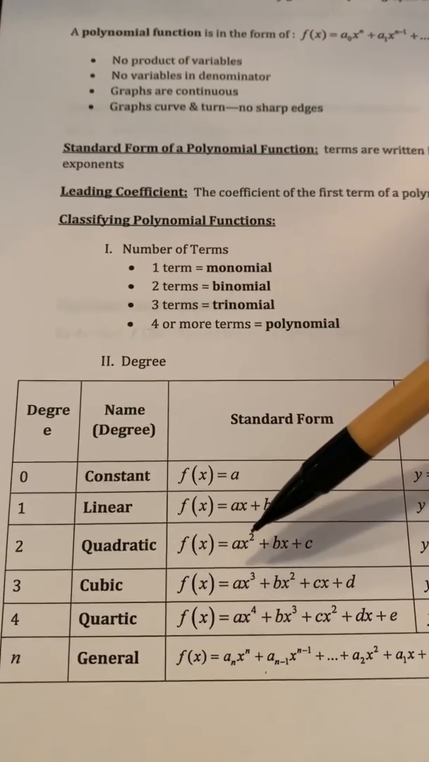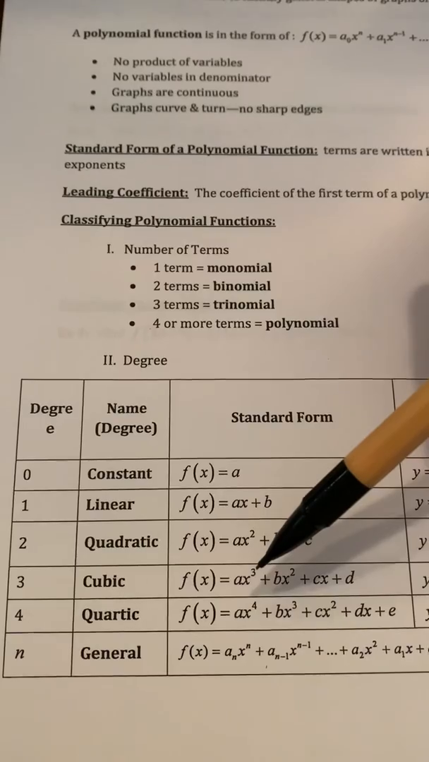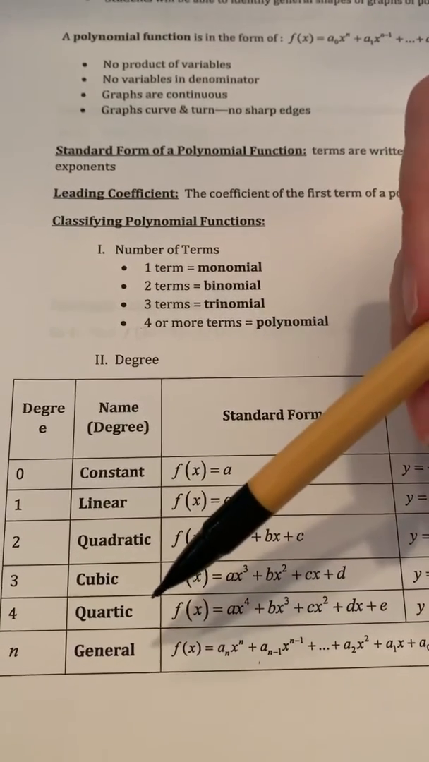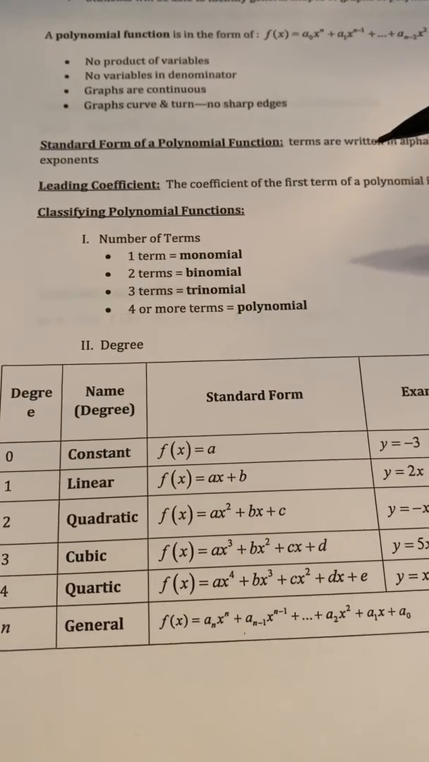Quadratic, our highest power is 2. If our highest power is 3, that's a cubic. If our highest power is 4, that's a quartic. And that's pretty much the highest we'll go for now.